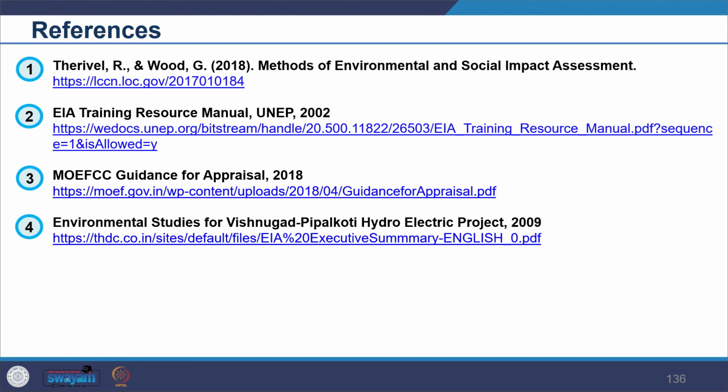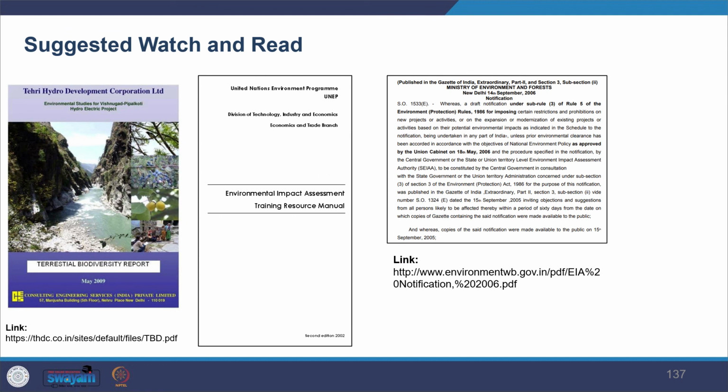So these were the key references. Today's key reference was the UN training manual, plus we took some part from our textbook, which we have been referring to, Rau and Wooten, and most of the documents were taken from the ministry website. These are the suggested watch and read related to EIA reporting and quality of EIA.